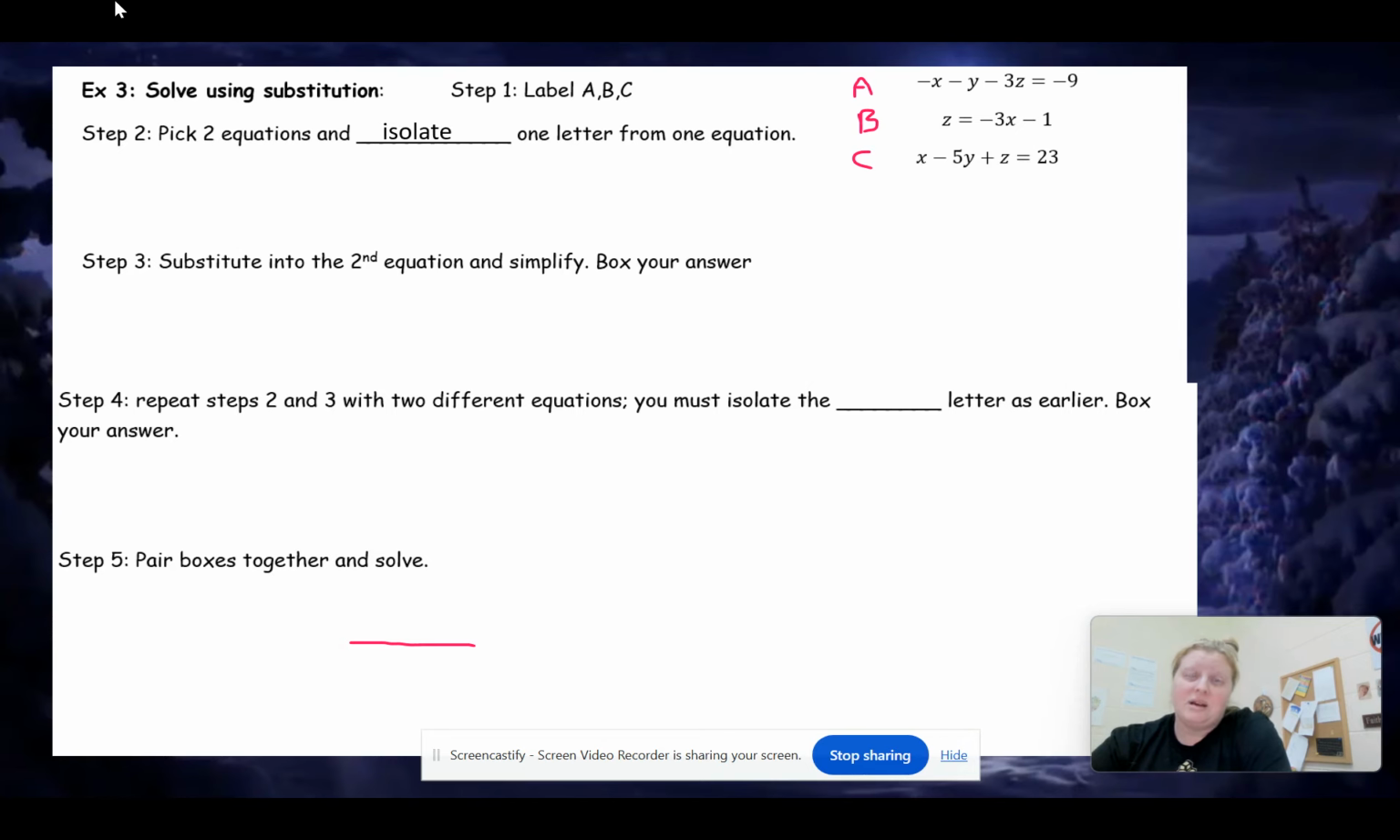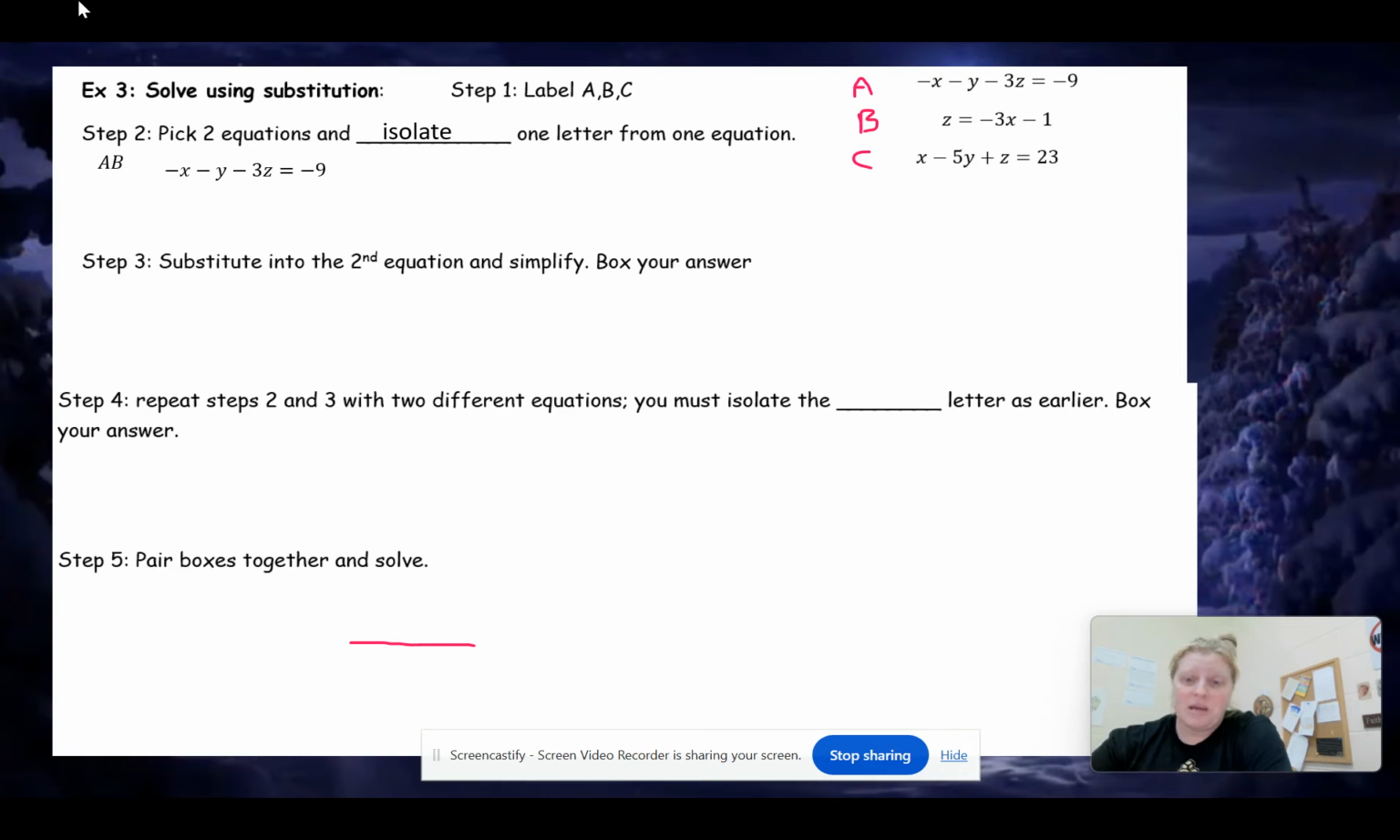You need to isolate just one letter from one equation. So if you want to do this the smart way, chances are, if you're doing substitution, there's already a letter who's isolated. So you notice how Z is all by himself? That means you want to use B in your pairs, for both of your pairs. So you can do either AB or BC, but you would want to do B. That would save you some work.